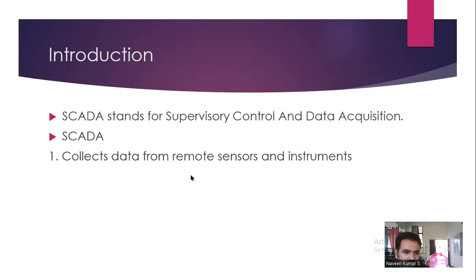In industrial automation or any automated process, we will have many sensors and actuators and other instruments like HMI. We need to collect data from all the sensors to know whether they are working or not. That is done by SCADA. It collects the data from remote sensors and instruments which are placed across my plant or across my automation industry, which is distributed across maybe acres of land.